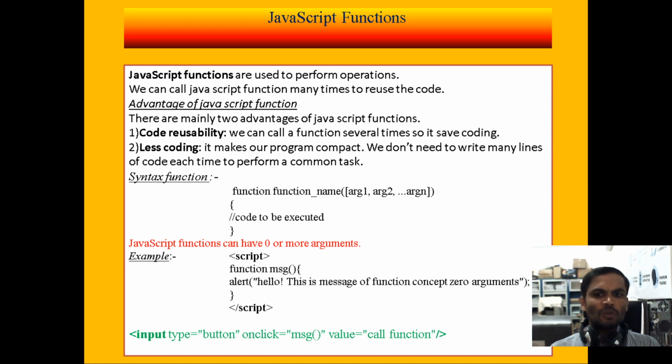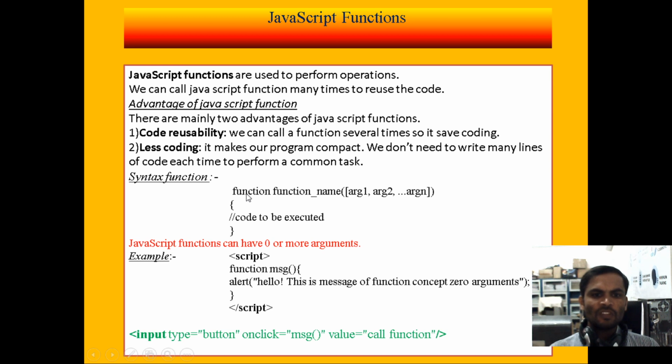You do not need to write many lines of code each time for performing a common task. Suppose you are designing one application with three or four modules. Among two or three of the modules, if you have common code, at that time we can use functions. That is what we call the less coding purpose.